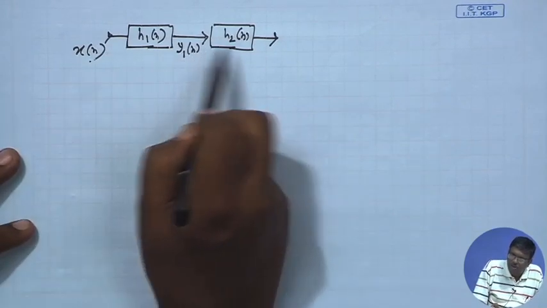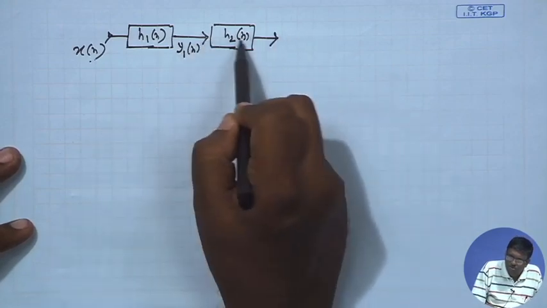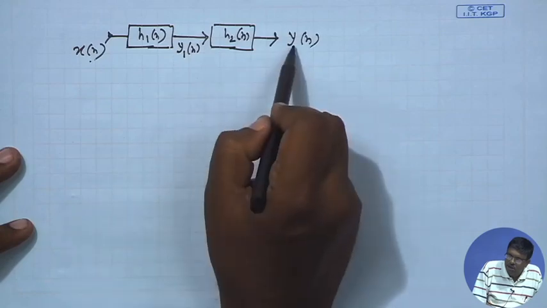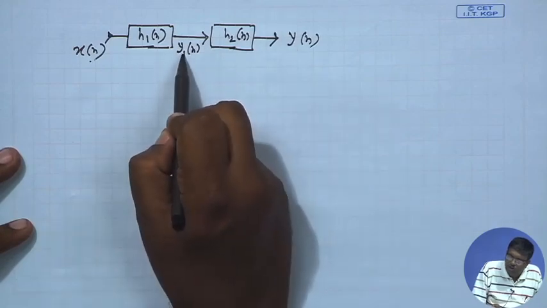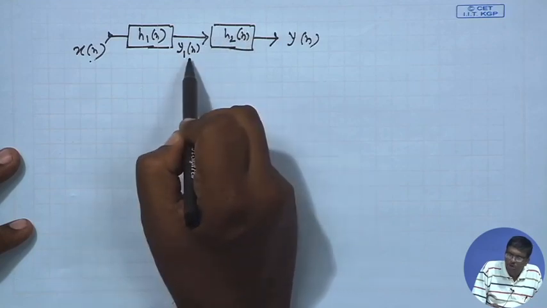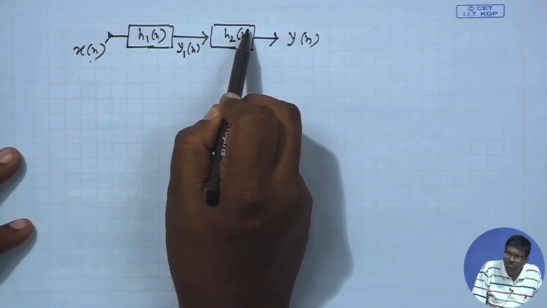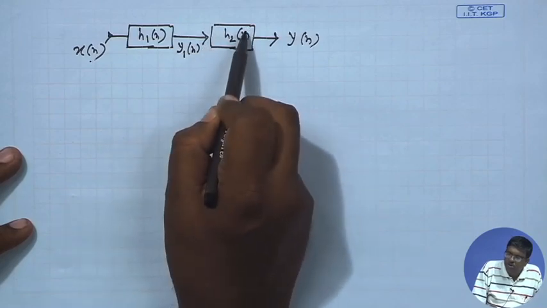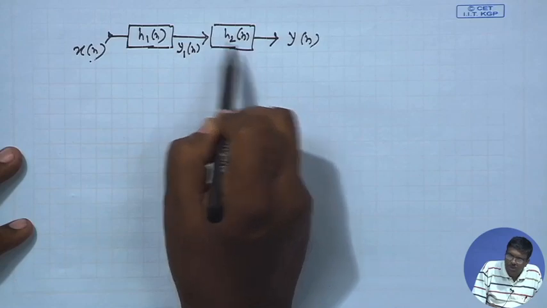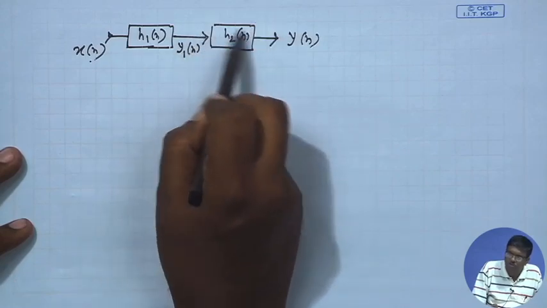Then this y 1 n goes to h 2 n. Again, this is the input now for h 2 n, and the new output is y n. So, y n is the convolution between y 1 n and h 2 n, or between h 2 n and y 1 n. What is h 2 n? It is another linear shift invariant system. Since it is linear and shift invariant, it is fully characterized by its unit sample response, that is, if I give delta n as input here, the output will be h 2 n, that I record and put back here.